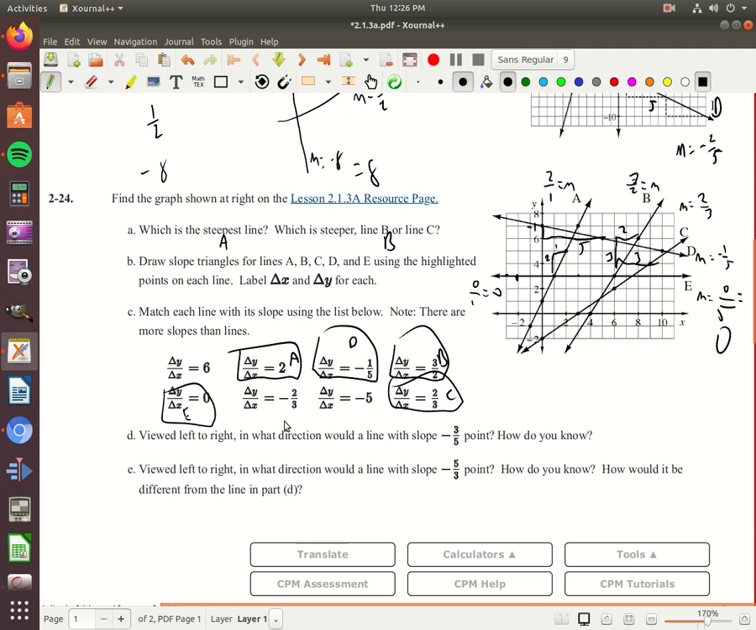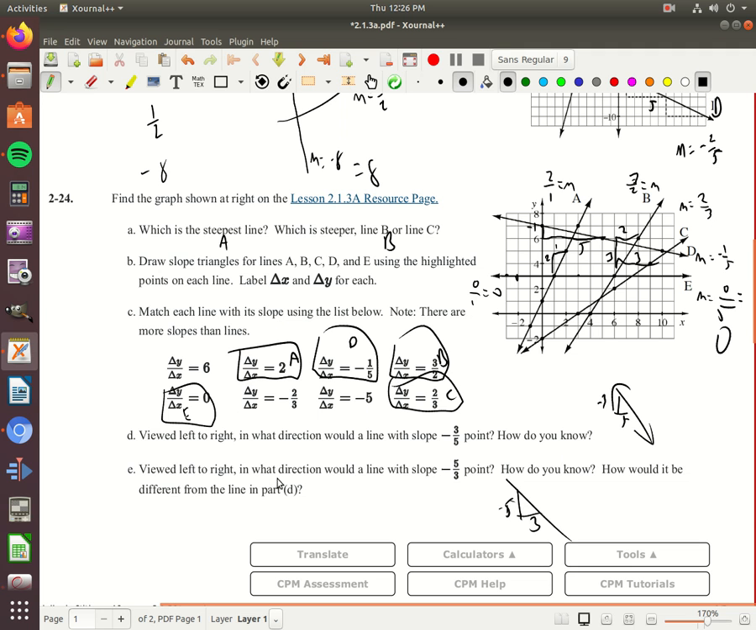It says viewed left to right, in what direction would a line with a slope of -3/5 look like? Well, it would go down, right? We already said that it would go down 3 and over 5, because when we go left to right, a negative slope means it goes down. Viewed left to right, in what direction would the slope of -5/3 go? Again, it would go down. It would just go down 5 and over 3 as opposed to down 3 and over 5. And again, if it's negative, it goes down.